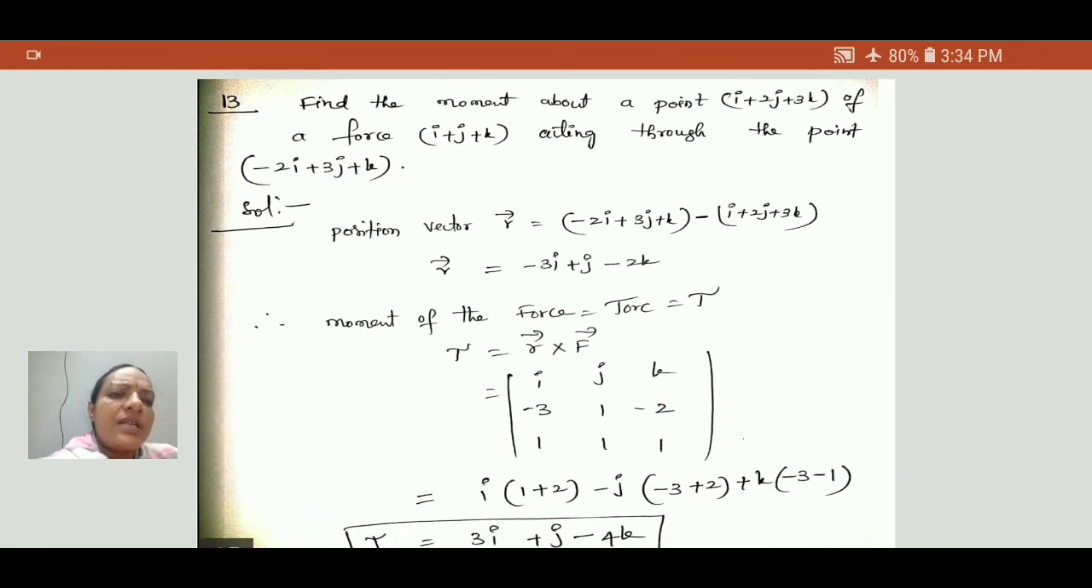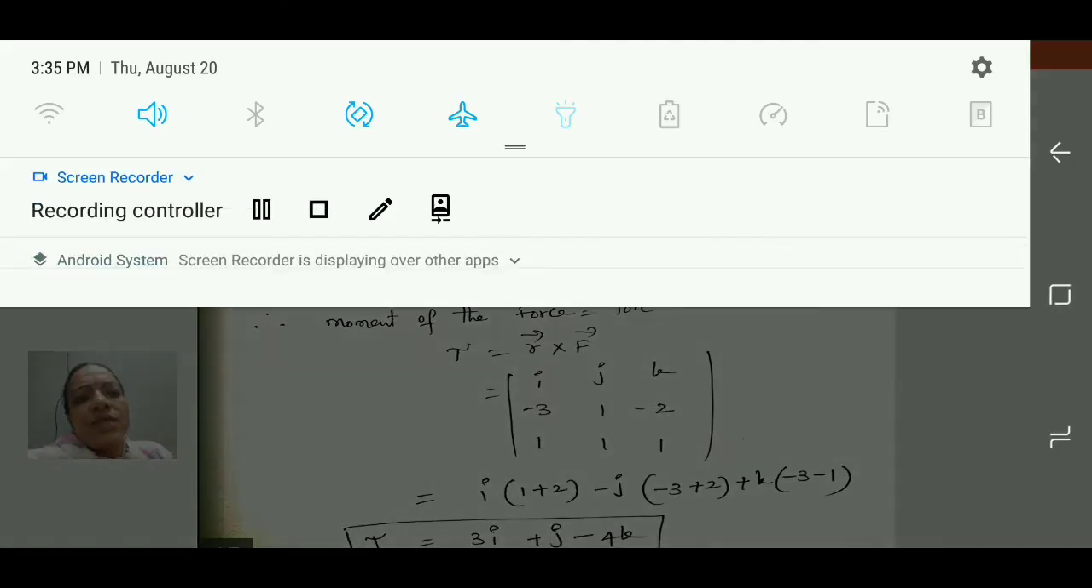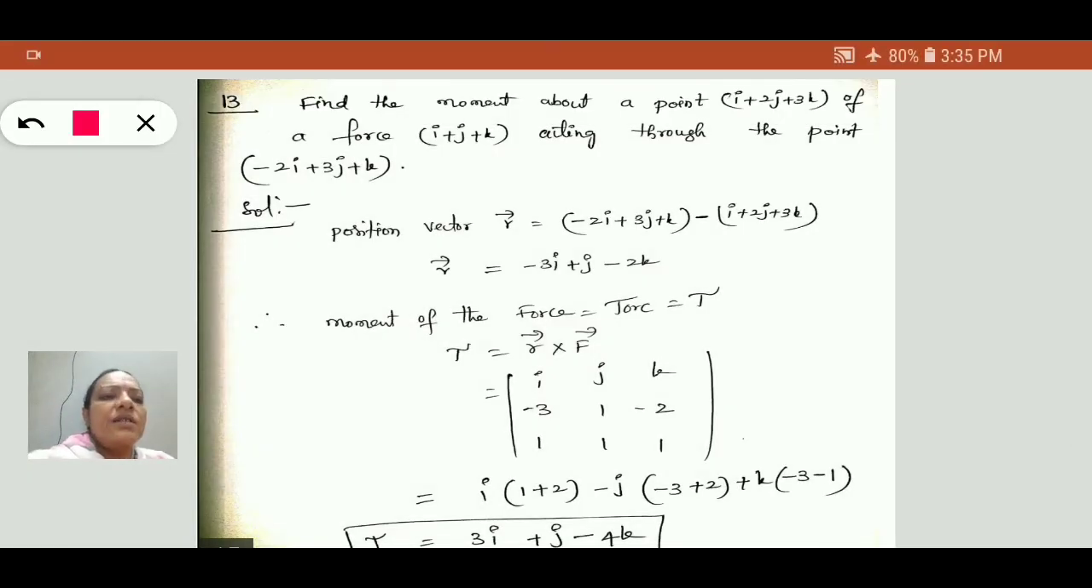Let us try to solve another problem. This is another type of problem which is important for MSc entrance type examinations. Find the moment about the point i plus 2j plus 3k of a force i plus j plus k acting through the point minus 2i plus 3j plus k. First we have to find the position vector. That is r2 minus r1. That is, we have to subtract this one, minus 2i.